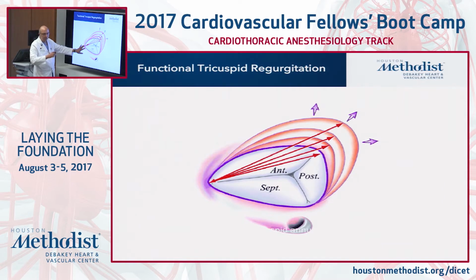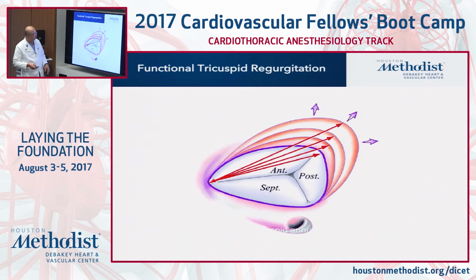Echo measurements of the diameter of the tricuspid valve are generally made from this commissure between the anterior and the septal leaflet, and this commissure between the anterior and the posterior leaflet. And most stretching occurs here, but some stretching will occur on this side of the septal leaflet as well, because it's not attached in the way it is over here.